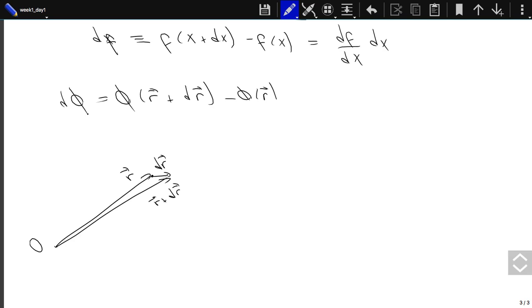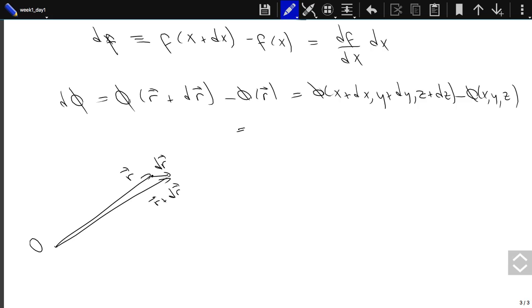And well, you should already be familiar with Taylor expansion, also of many variables, right? So this we can write as, for example, if you are using the x, y, and z coordinates, this will be phi of x plus dx, y plus dy, z plus dz, minus phi of x, y, and z.